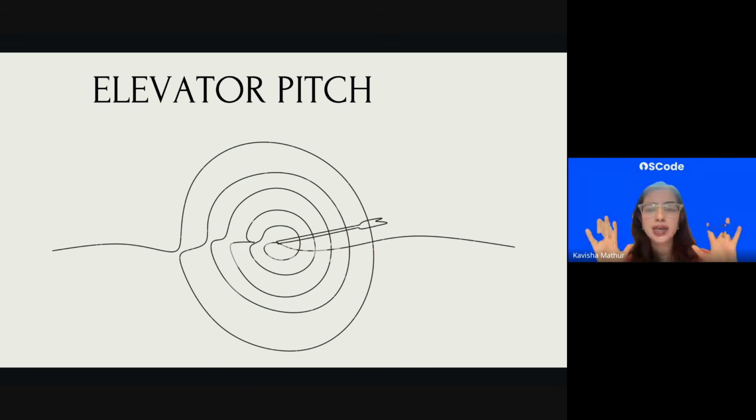If you run into someone in an elevator, in a hallway, in any place, if you are able to exactly tell in 30 seconds to 1 minute what your solution is, what is the problem you're solving? I am solving for blind people, I am solving for farmers, I am solving for businessmen. This is my solution. This is a pain point. In the most compelling way, that is your elevator pitch.